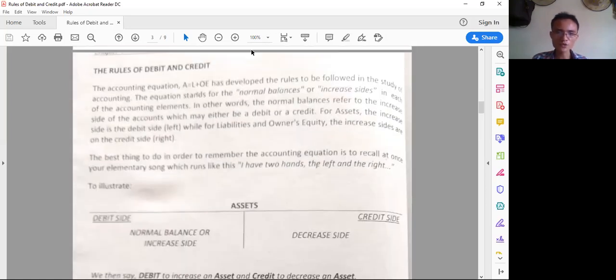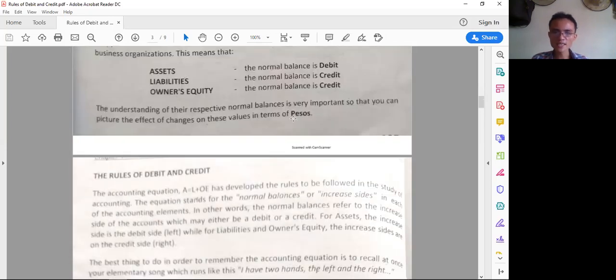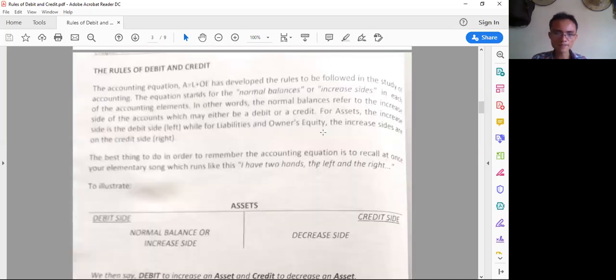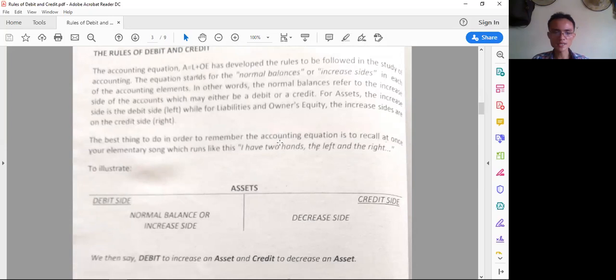And here now is the formal discussion of the rules of debit and credit. Clearly, the normal balances are the increase side. That's why assets would increase on the debit side, liabilities and owner's equity would increase on the credit side. And then there is the song, even from elementary, "I have two hands, the left and the right." If you recall that song, you'll know that I have two hands, the debit and the credit. No, just kidding, guys.